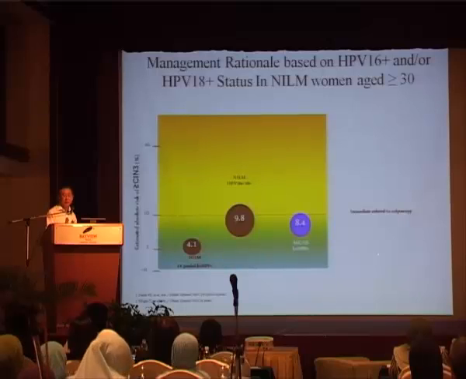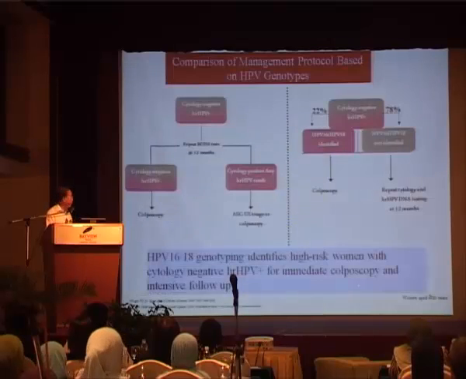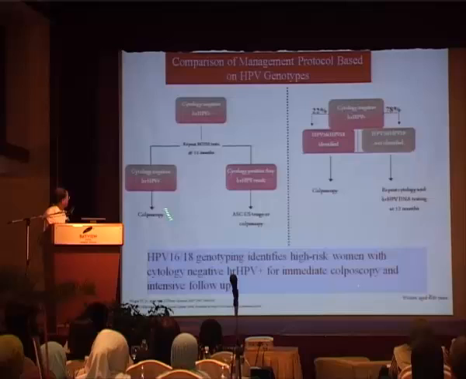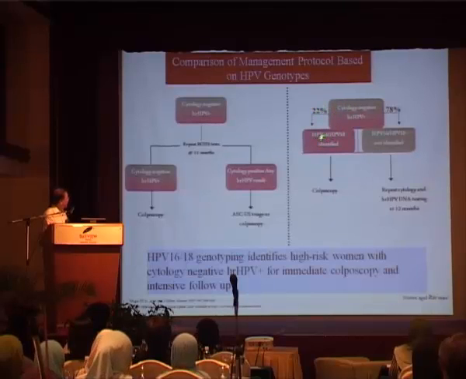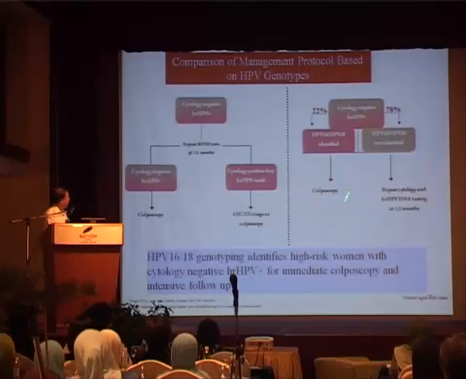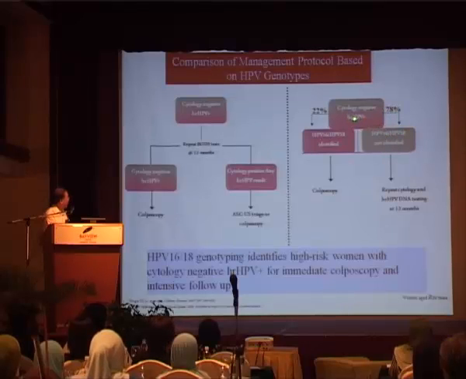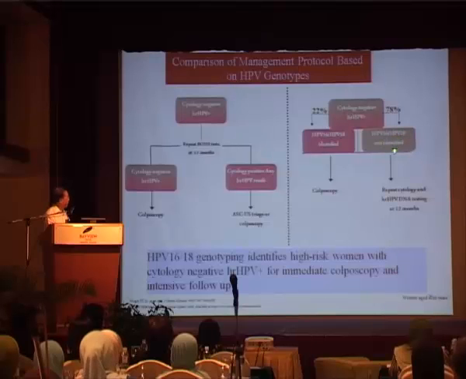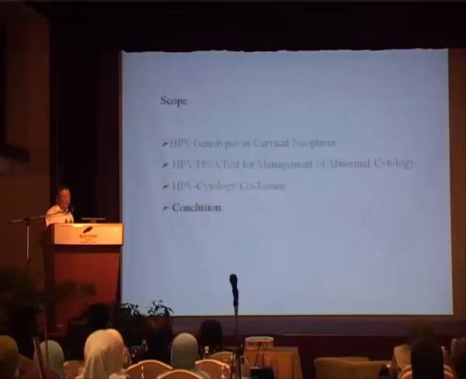So 16 and 18 would highlight to you the group of women that you can no longer manage using the algorithm of the past. Using the new suggested algorithm, about a fifth of them, 22%, would be 16 or 18 positive, and despite the cytology being negative, they should be evaluated by colposcopy. In the other larger group, HPV high-risk positive but not 16 and 18, they are at moderate risk. They can perhaps go on to a 12-monthly interval.